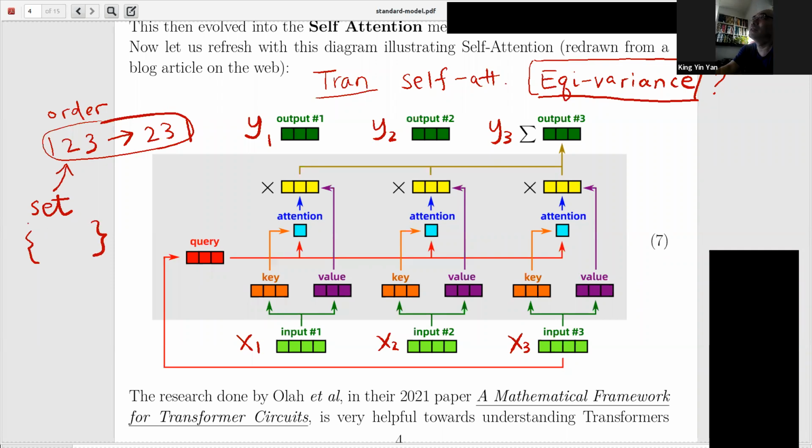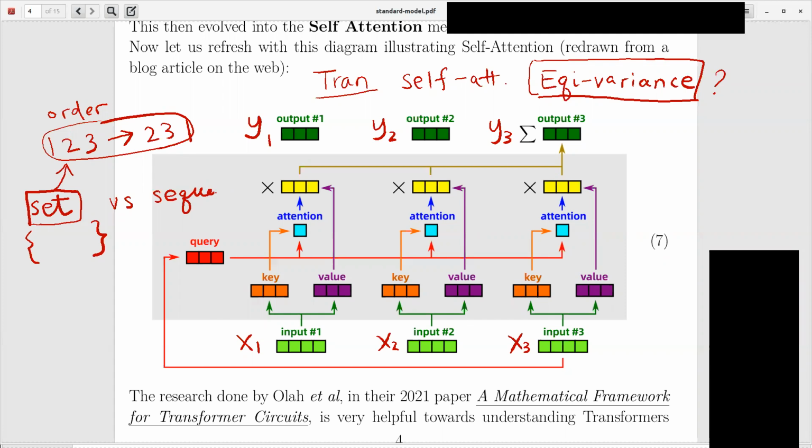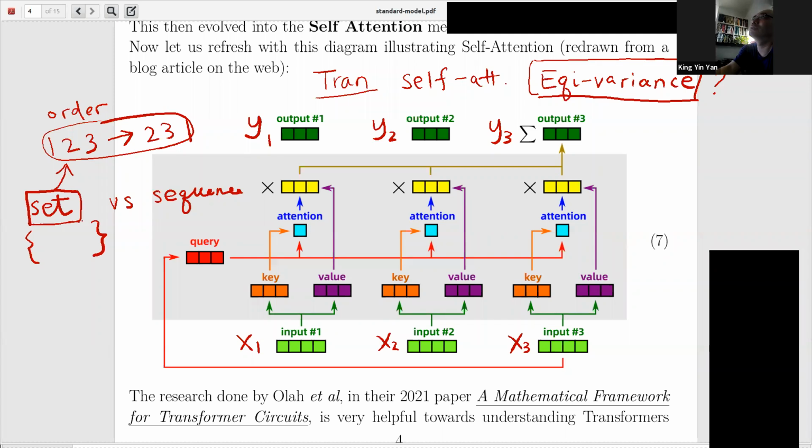Therefore it captures the structure of a set versus a sequence. In a sequence, the order is important, but in a set, the order is unimportant. Therefore equivariance means that all the inputs and the outputs are set elements. That's mathematically why this is important.